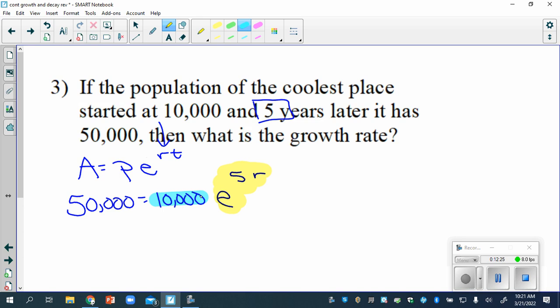Okay, so here's what we got. You have 5 equals e to the 5R. How do I bring this stuff down? You just told me. I ln it. I ln this side and I ln this side. That comes down and that goes away. So ln 5 equals 5R. I want to get this guy alone.